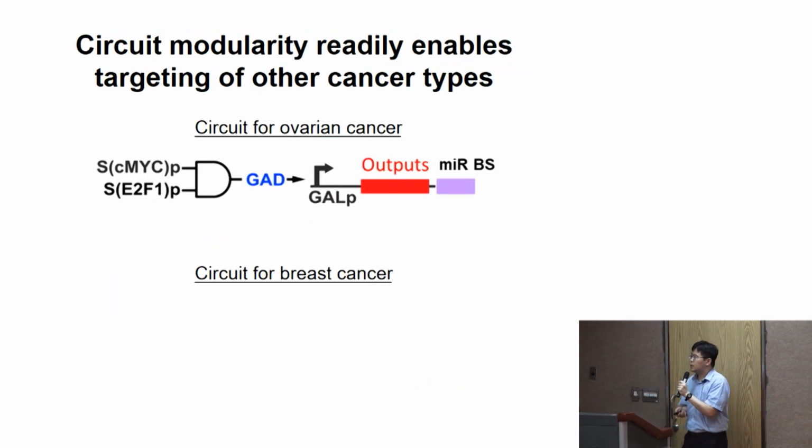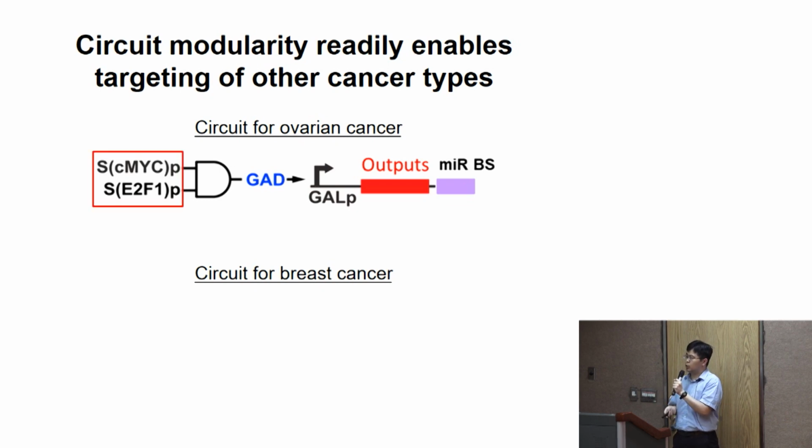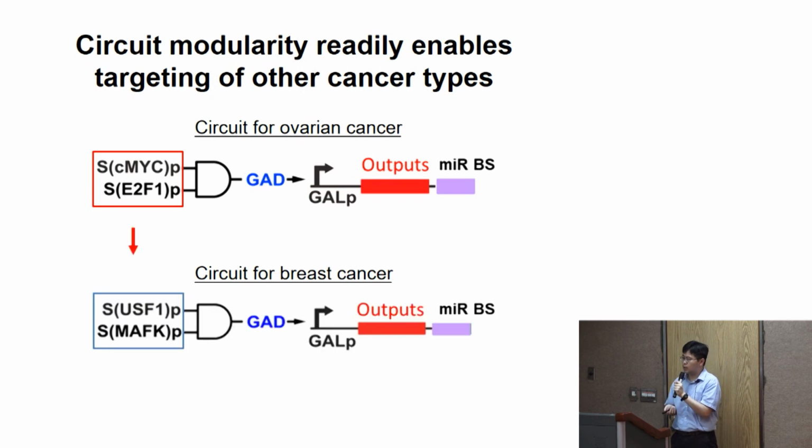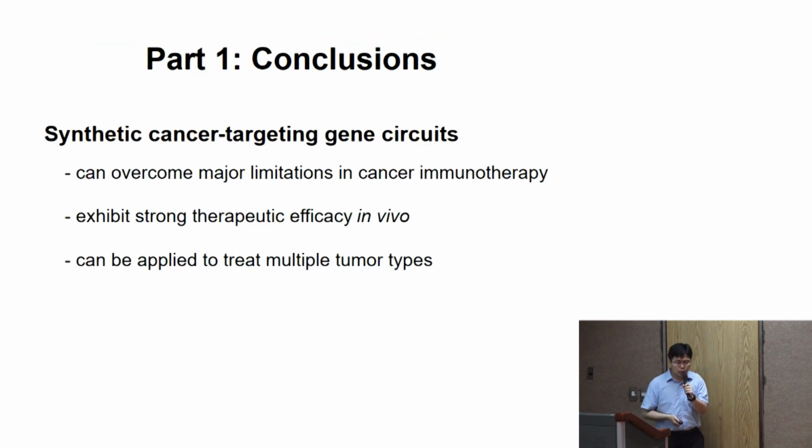Lastly, because we designed our circuit with high modularity, this is an ovarian cancer targeting circuit I just showed you. By simply switching the two sensors to another two sensors, we actually get a breast cancer targeting circuit that works very well. So for part one, the conclusion: the synthetic cancer targeting gene circuit can potentially overcome several major limitations facing cancer immunotherapy, it exhibits strong, robust therapeutic efficacy in vivo in mouse models, and it can be adapted to treat a variety of tumor types.